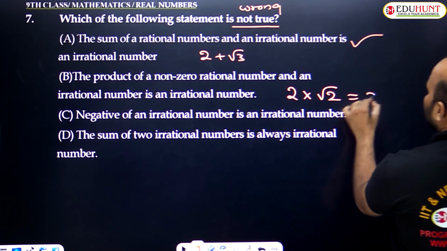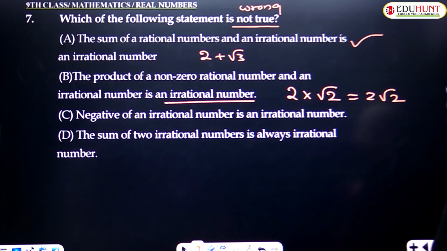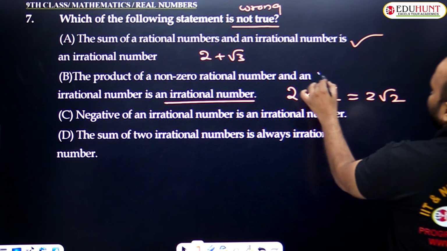So what is the value? 2 root 2. It is an irrational number. Yes, it is an irrational number. Okay, so root 2 is an irrational number. Root 2 into 2 is also an irrational number. So it is also a correct statement.